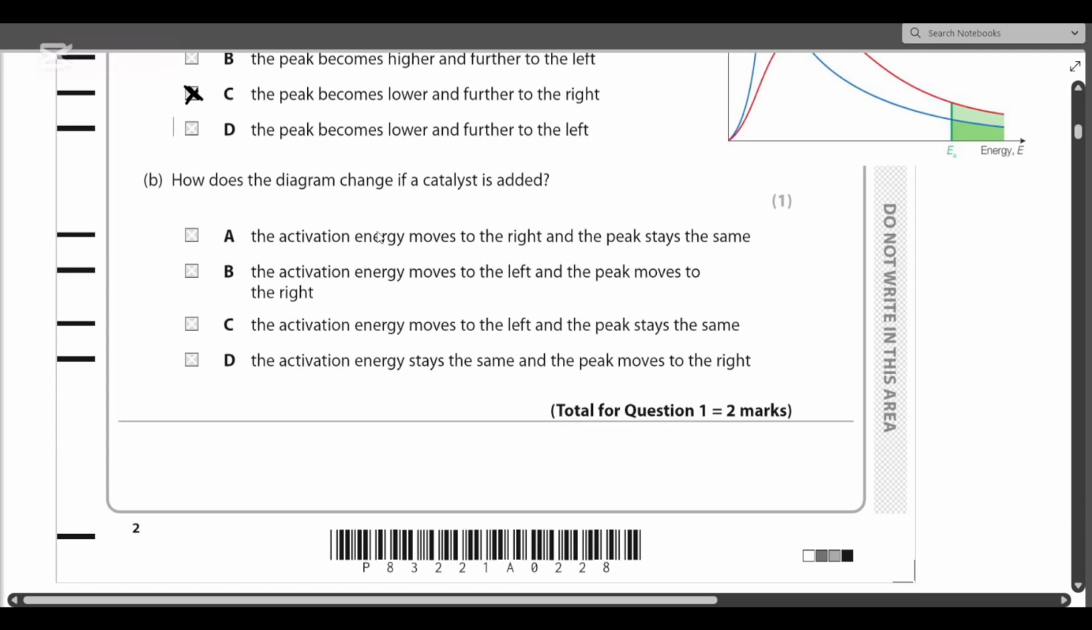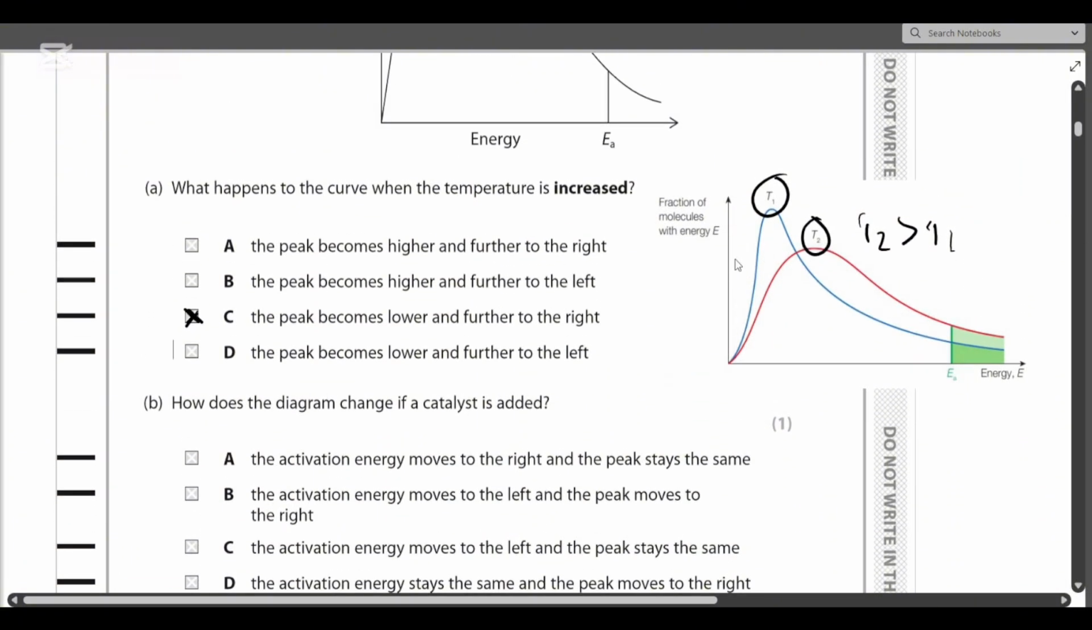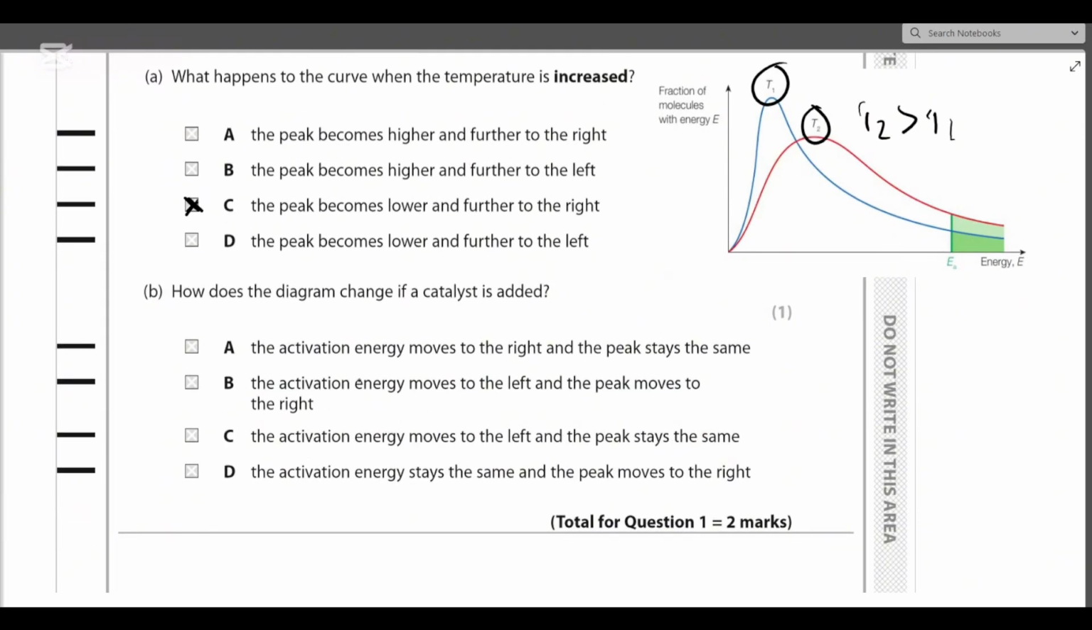Moving on, they said, how does the diagram change if a catalyst is added? Now, you should remember that when a catalyst is provided, the activation energy becomes lower. In option A, the activation energy moves to the right. Logically that's wrong, because that would make the activation energy larger, but when a catalyst is added, the opposite happens. So A is not the correct answer.